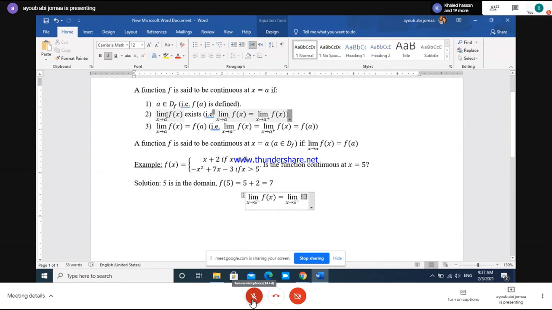The second condition here, follow with me. The second condition, the limit should exist. What do you mean by the limit exists? It means limit from the left is equal to limit from the right. Limit as x approaches a minus is equal to limit as x approaches a plus. So you have to find both sides limit, as x approaches the number minus and number plus. And then you compare. If they are not equal, the function is not continuous. Now, as x approaches 5 minus, which function do we consider, the first or the second?